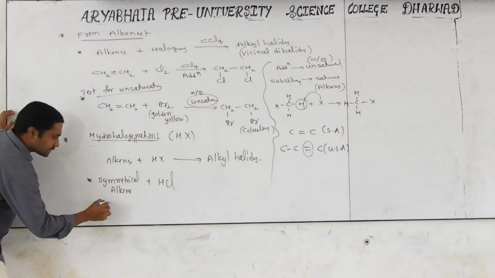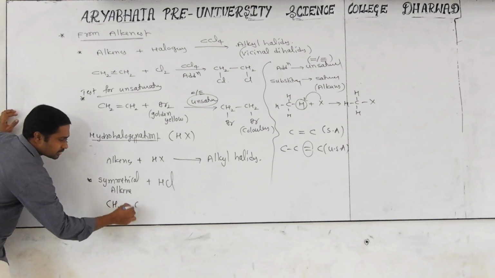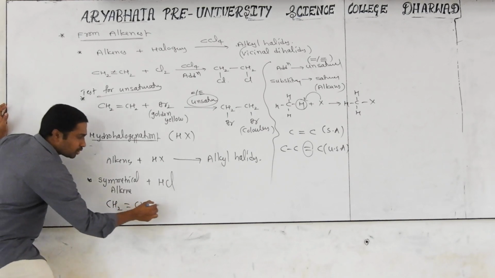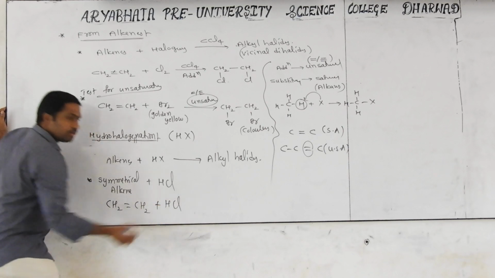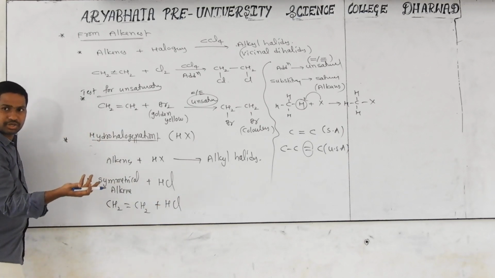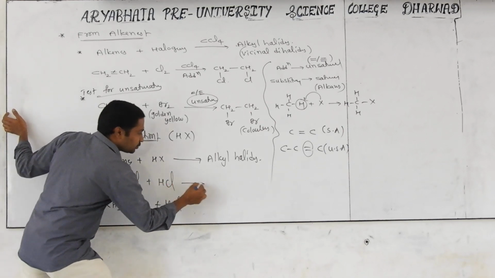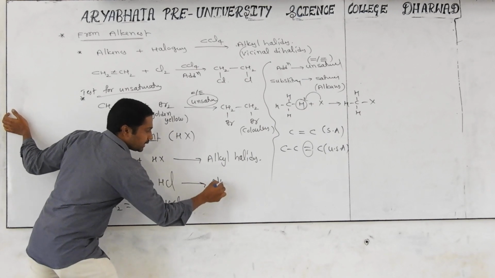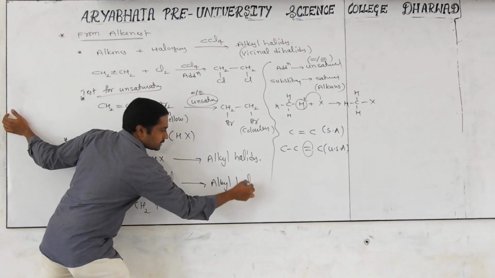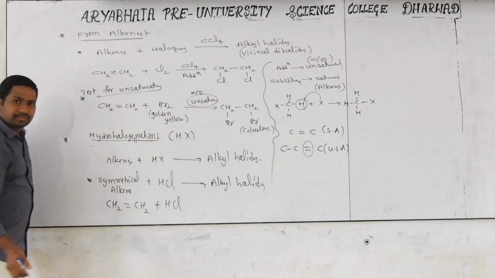I am taking, for example, CH2 double bond CH2. To this, what are you adding now? You are adding a hydrogen halide, like HCl, HBr or HI. So then what are we getting? We are getting alkyl halides. How are you getting them?